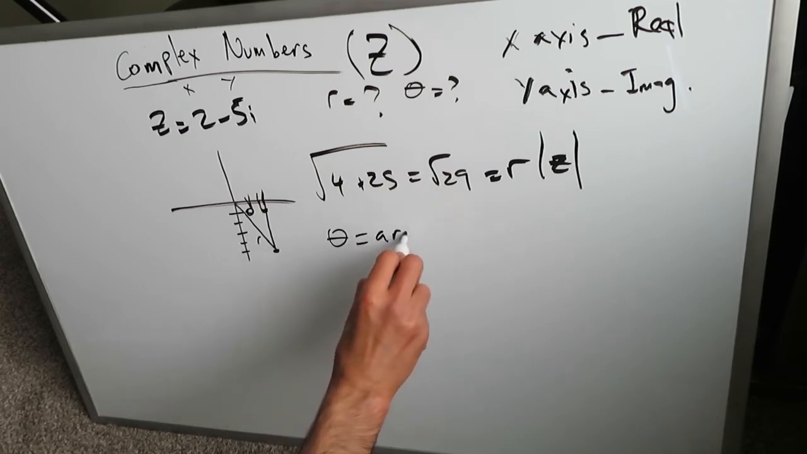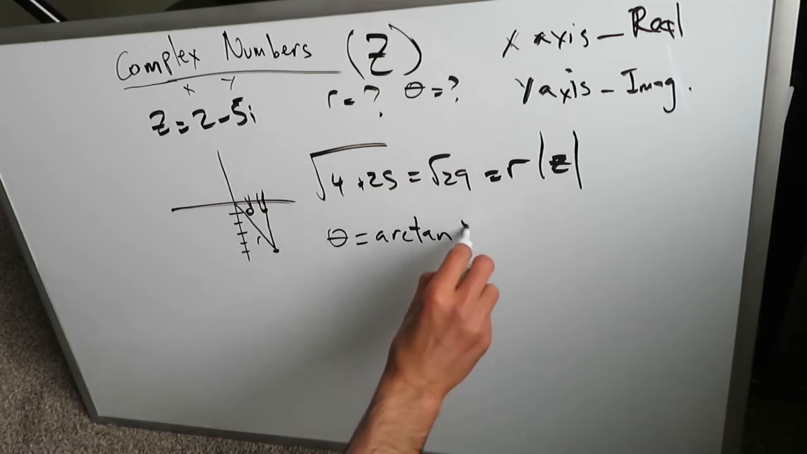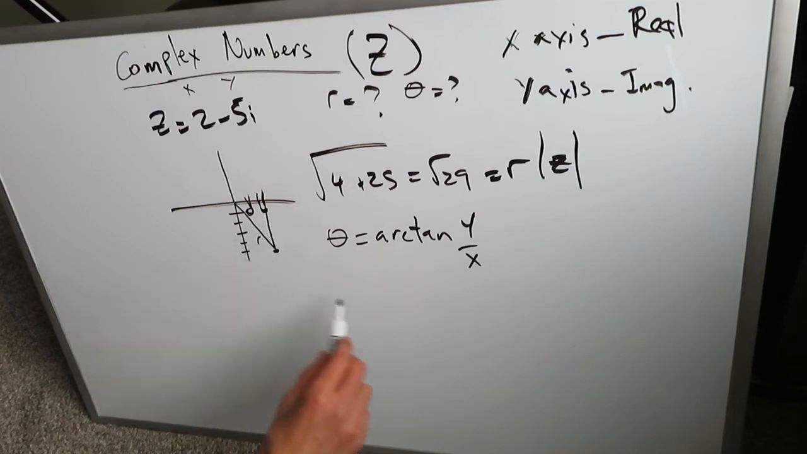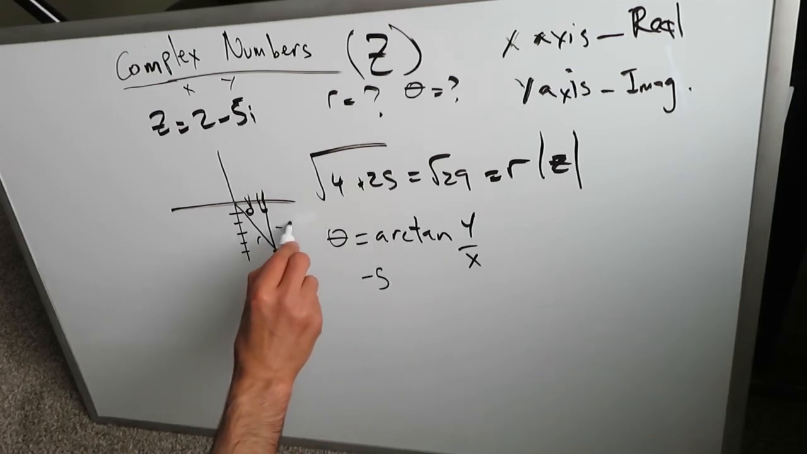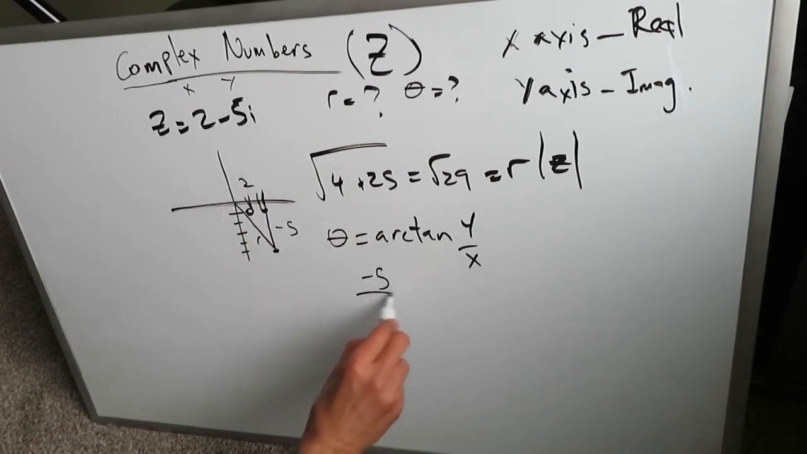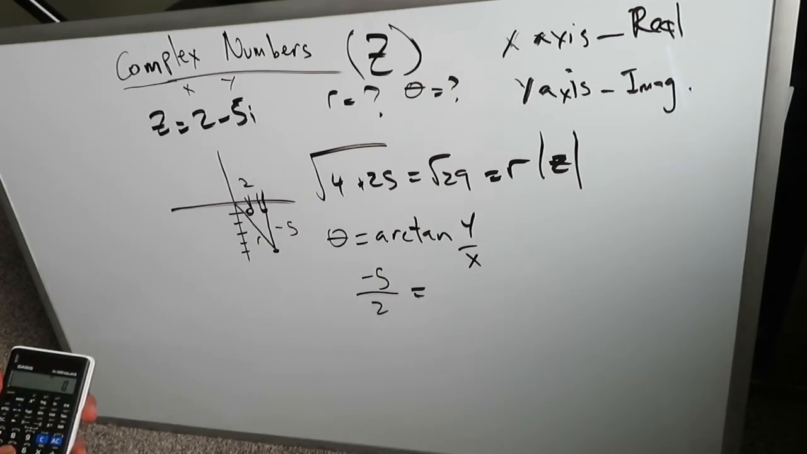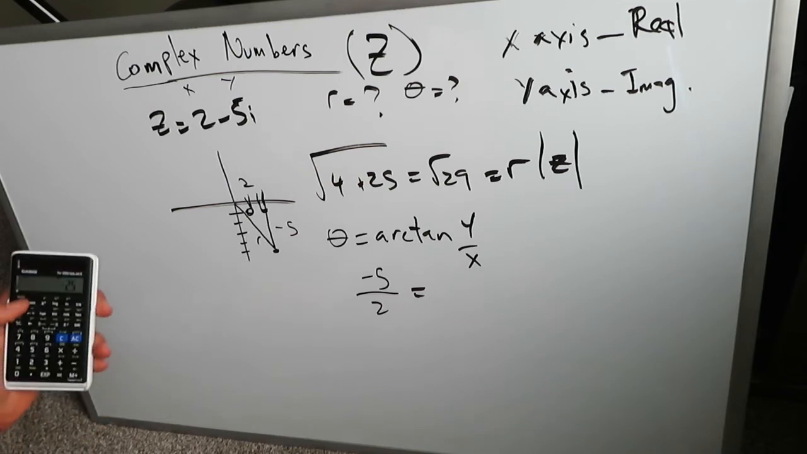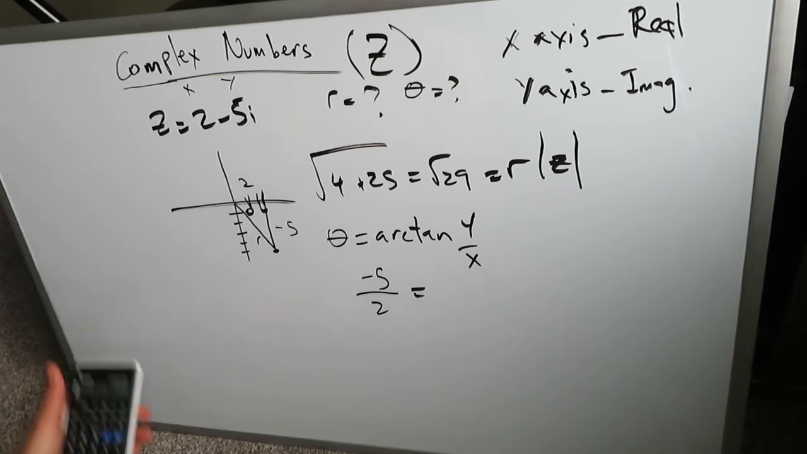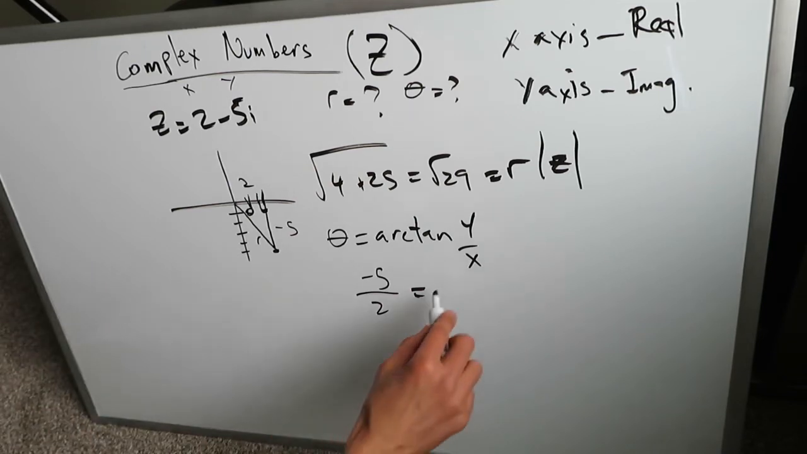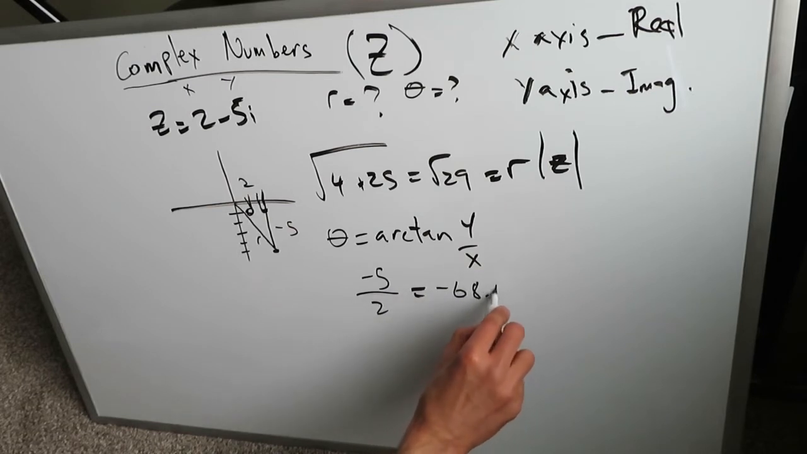Theta is equal to arctan or inverse tan of y over x. What's my y component over here? It's a minus 5. Minus 5 over 2. Take the inverse tan of this. Minus 5 divided by 2, inverse tan it. I get a minus 68.19 degrees.